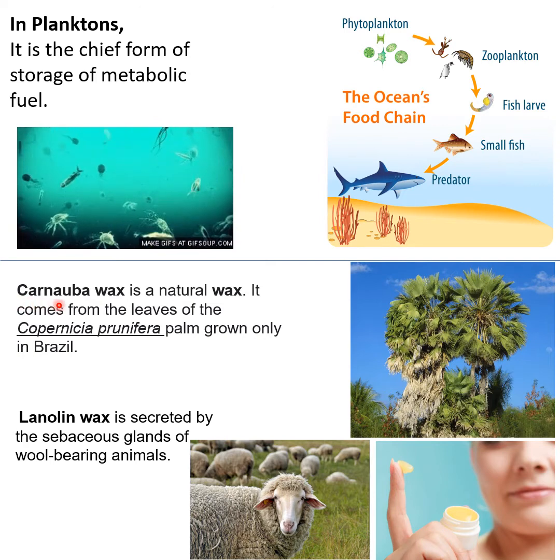Another example is the Carnauba wax, which is a natural wax. It comes from the leaves of palm tree grown only in Brazil. This is a picture of that palm tree from which the wax is extracted. Another example is the lanolin wax, which is secreted by sebaceous glands of wool-bearing animals such as sheep. And this is an image that shows that lanolin wax is used as a moisturizer.